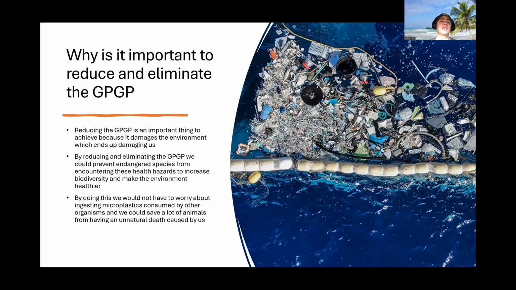Why is it important to reduce and eliminate the Great Pacific Garbage Patch? Reducing the Great Pacific Garbage Patch is an important thing to achieve because it damages the environment, which ends up damaging us. By reducing and eliminating it, we could prevent endangered species from encountering these health hazards, increase biodiversity, and make the environment healthier. By doing this, we would not have to worry about ingesting microplastics consumed by other organisms, and we could save a lot of animals from having an unnatural death caused by us.